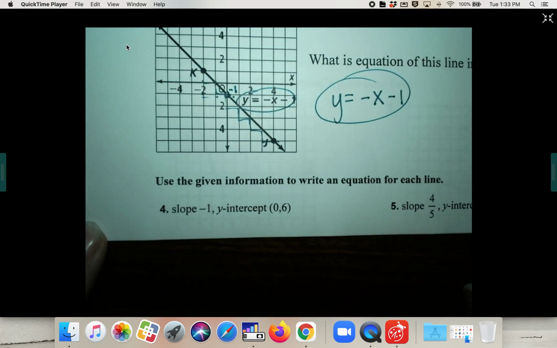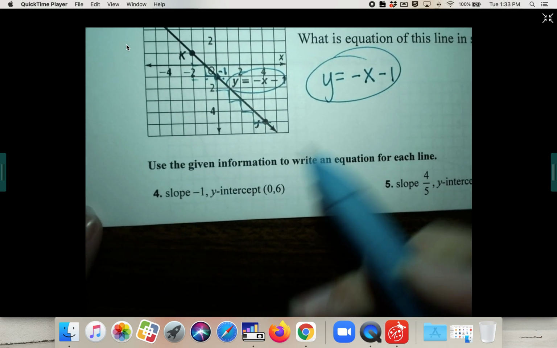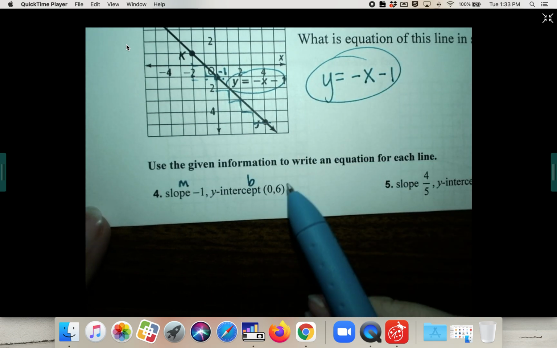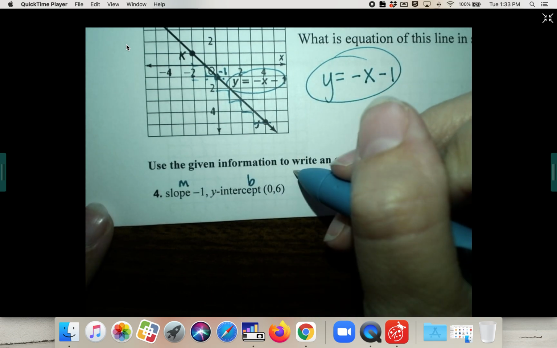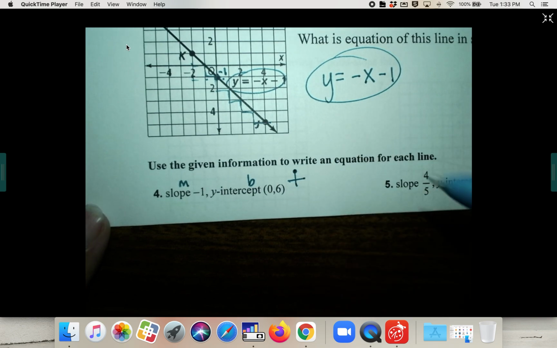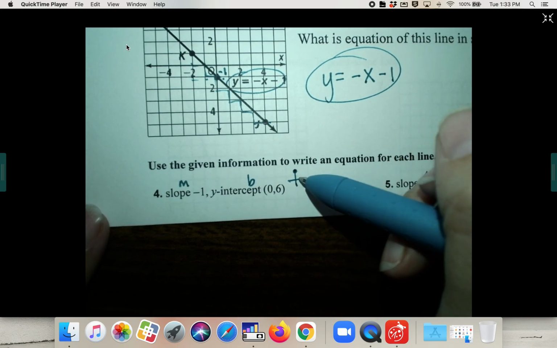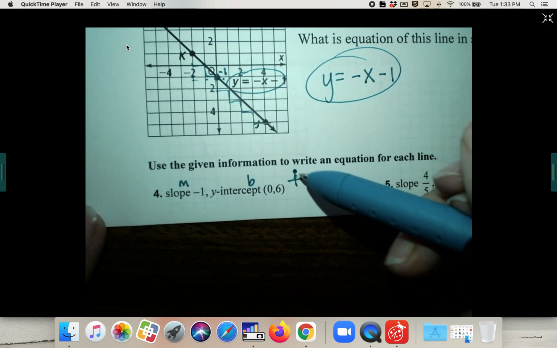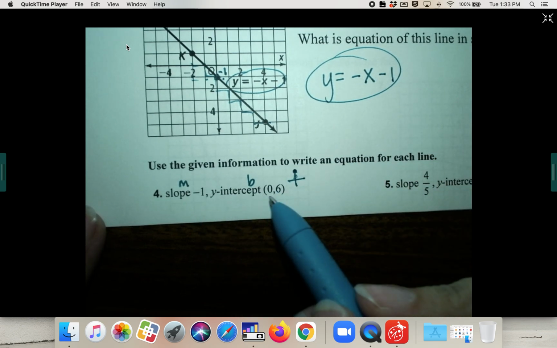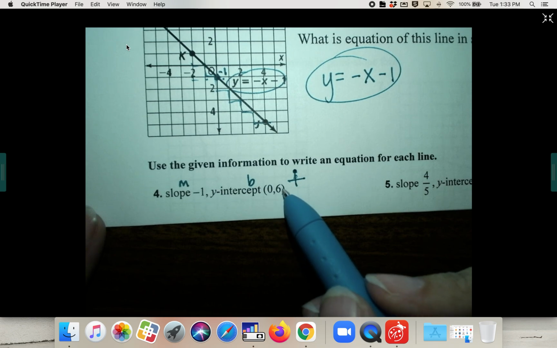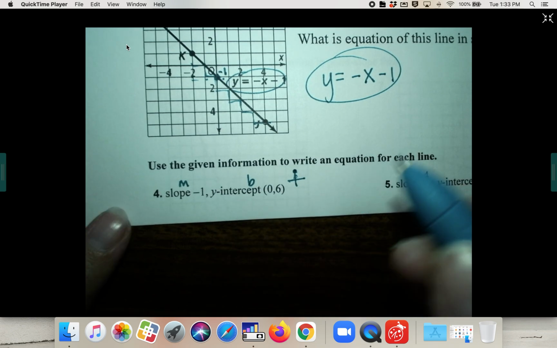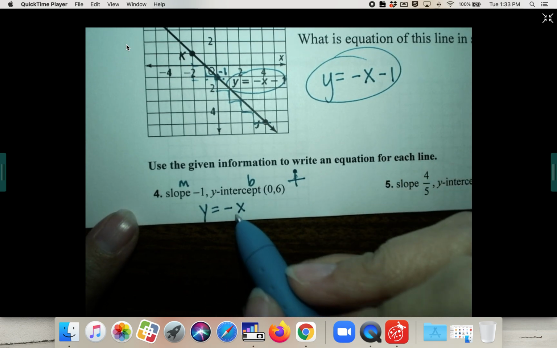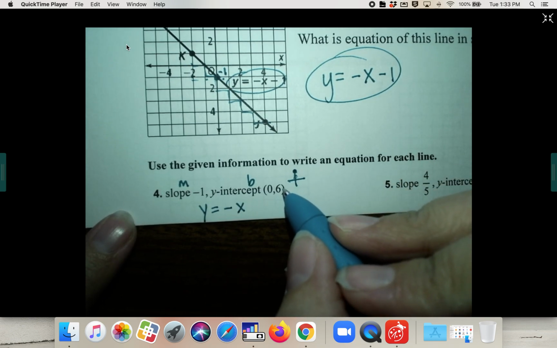All right. If I gave you the slope, which is the m, and I gave you the y-intercept, which is the b, because (0, 6) means, think about it, that would be on the y-axis up here. So that's my y-intercept. So if the slope is -1 and the y-intercept is (0, 6), which is 6, put it all together: y equals -1x, which I'm going to simplify to just -x, plus 6.